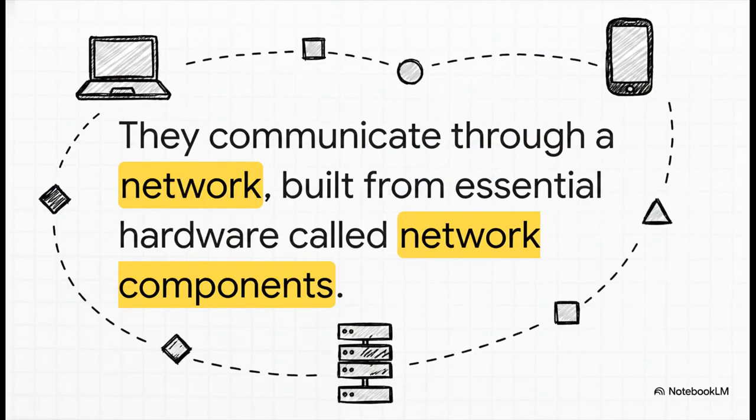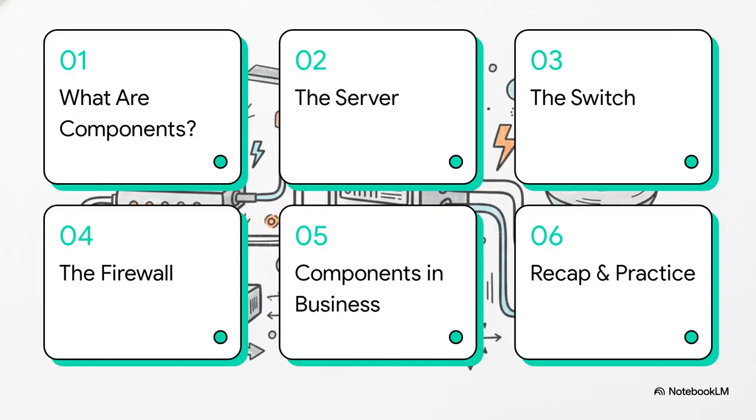And every single network, from the little one in your home to the massive ones that run global companies, is built using a specific set of hardware called network components. So here's what we're going to cover in this explainer. First, we'll define what network components actually are. Then we'll break down the specific jobs of three key players: the server, the switch, and the firewall. After that, we'll get practical and see how they all work together in the real world. And we'll finish up with a quick recap and some exam practice to get you prepped.